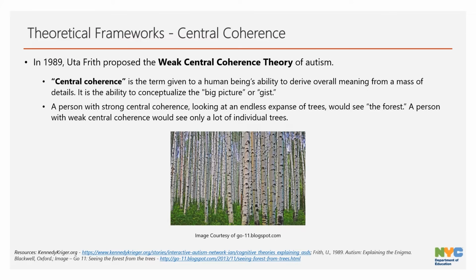Theoretical frameworks: central coherence. In 1989, Uta Frith proposed the weak central coherence theory of autism. Central coherence is the term given to a human being's ability to derive overall meaning from a mass of details. It is the ability to conceptualize the big picture, or gist. A person with strong central coherence, looking at an endless expanse of trees, would see the forest. A person with weak central coherence would see only a lot of individual trees.